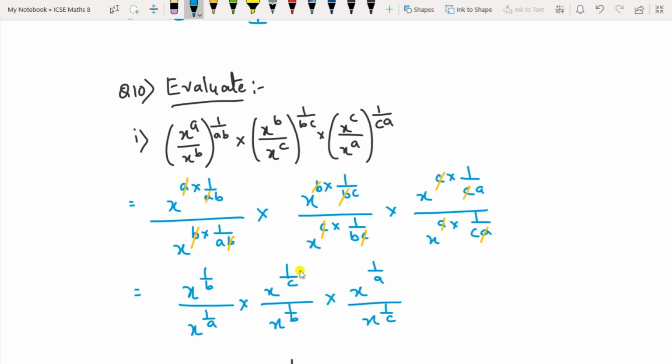Now again you can see all these are the same in the numerator and denominator. X raised to 1 by c gets cancelled. X raised to 1 by a, x raised to 1 by a gets cancelled. X raised to 1 by b, x raised to 1 by b gets cancelled. So everything gets cancelled. So it becomes x raised to 0, that is 1.